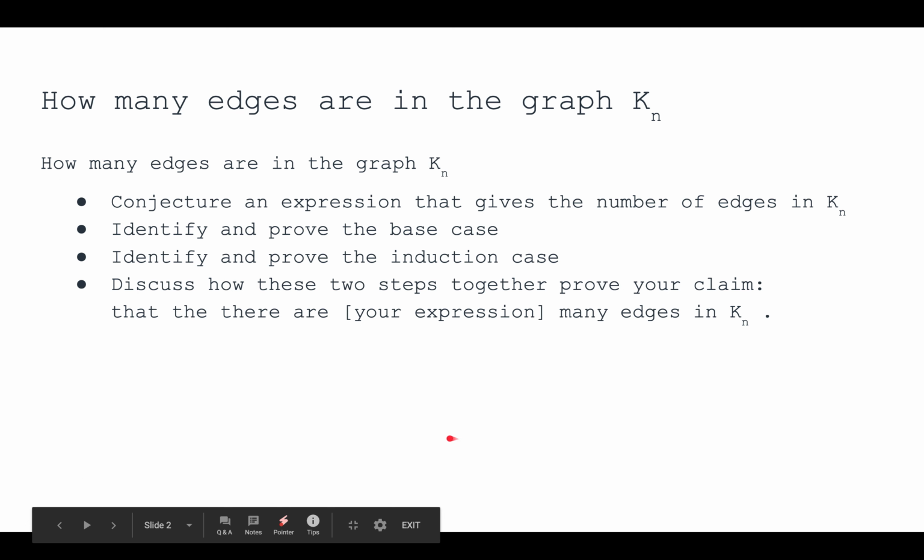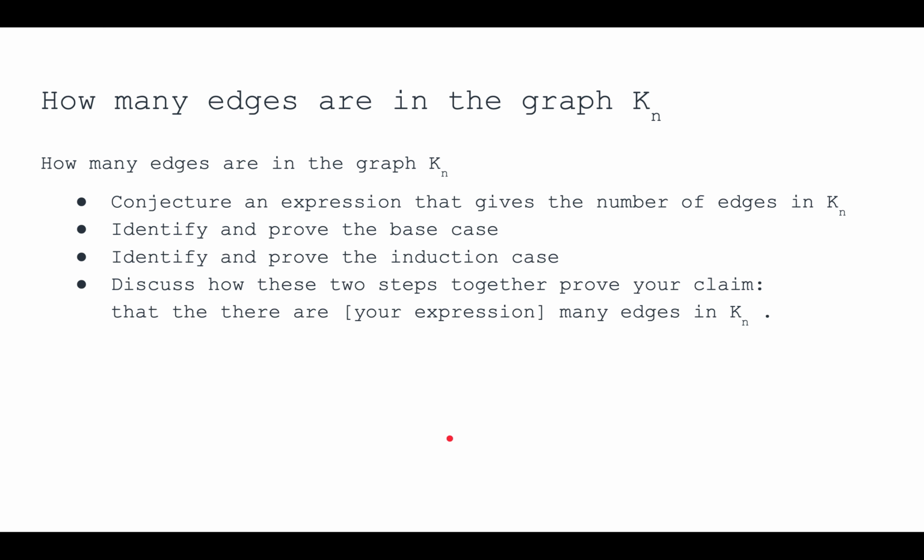So the assignment is: how many edges are in the graph Kn? How many edges are in the graph Kn? That was weird. I just said the same thing twice.